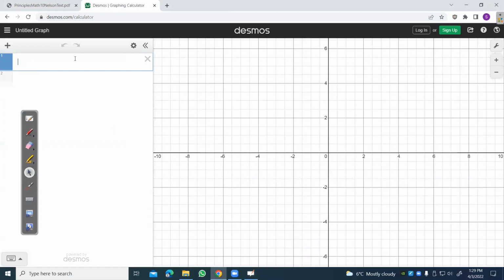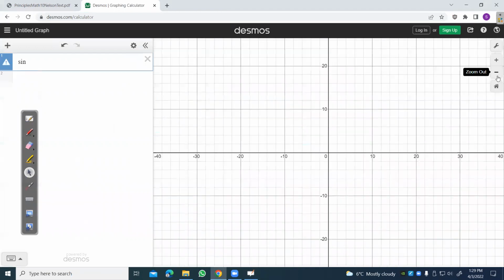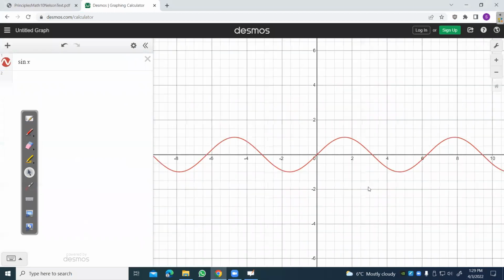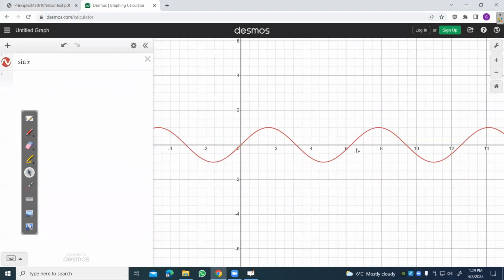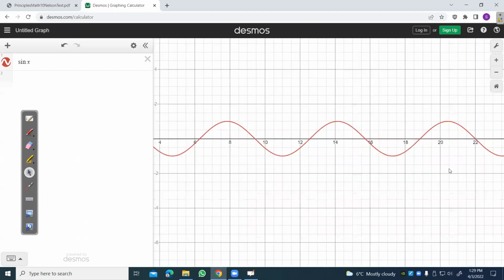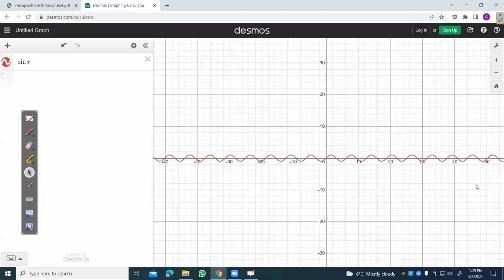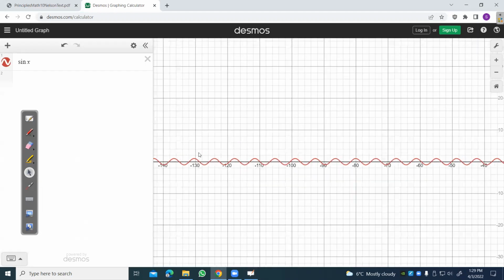Ready for this? I could draw it by hand, but this is more precise. Boom. That's what sine x looks like. It goes up and down like a wave, you know? It goes on forever. Never stops. It goes on forever on both sides.